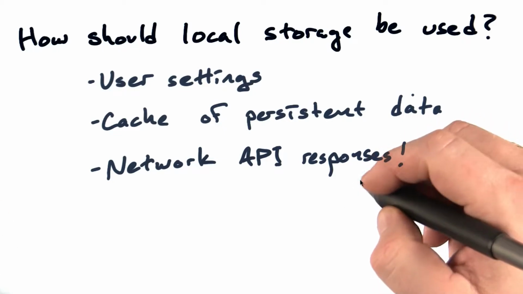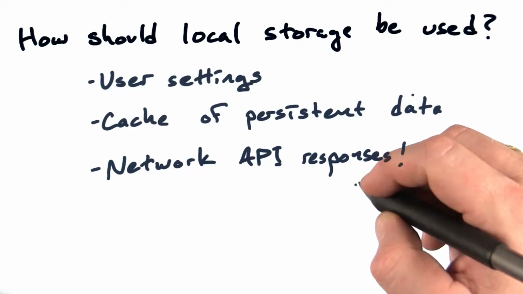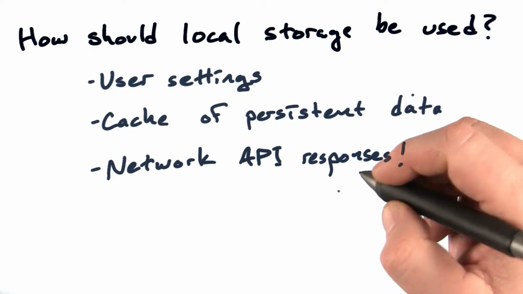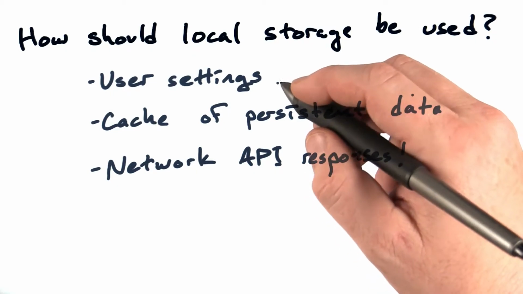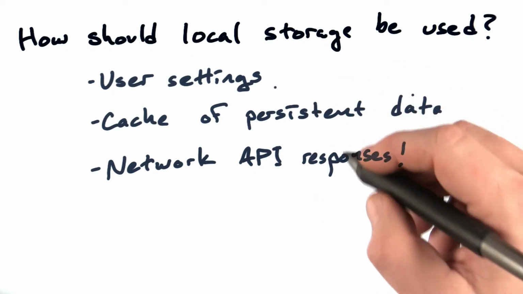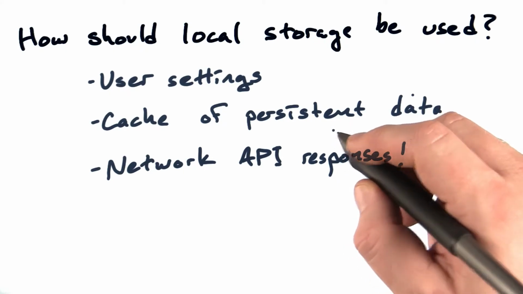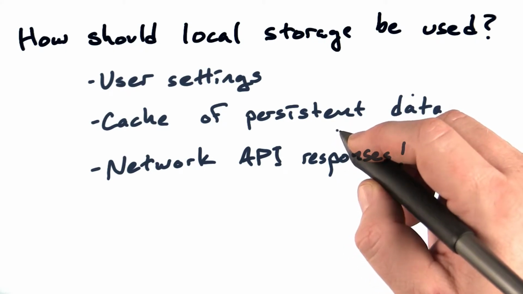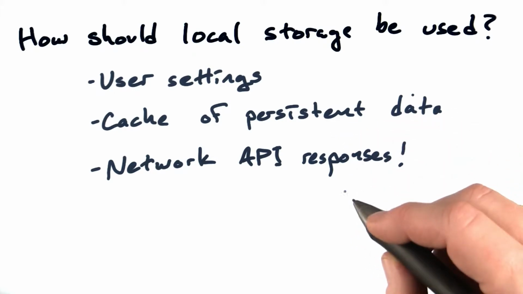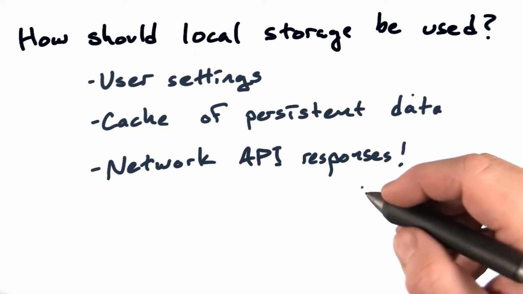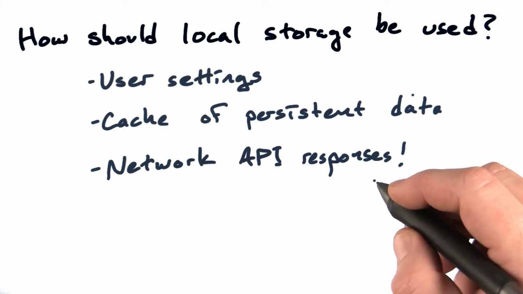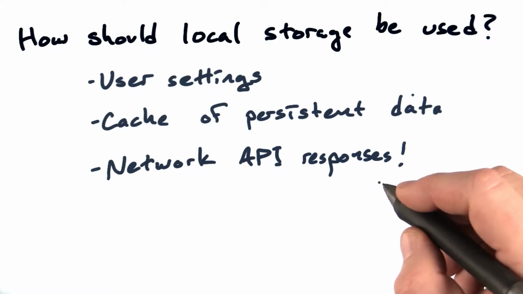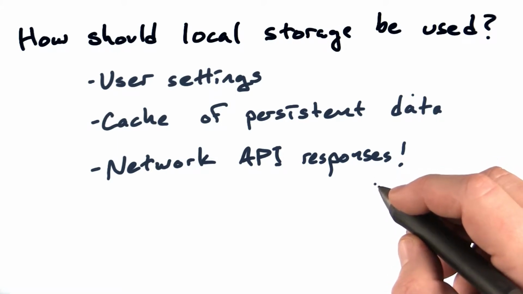But let's bump up a level and talk about what you might want to use local storage to store. As I mentioned before, you probably want to use it to store user settings, but any data that may be useful in a different session of your application is probably useful to cache in IndexedDB or local storage. Finally, an important way to think of this is anytime you call a network API, you probably want to cache that response in IndexedDB or local storage so you can get it back later.